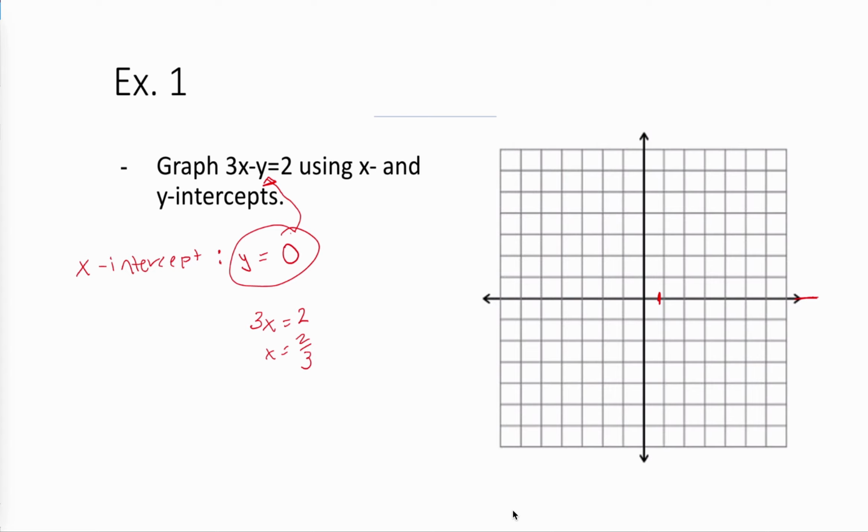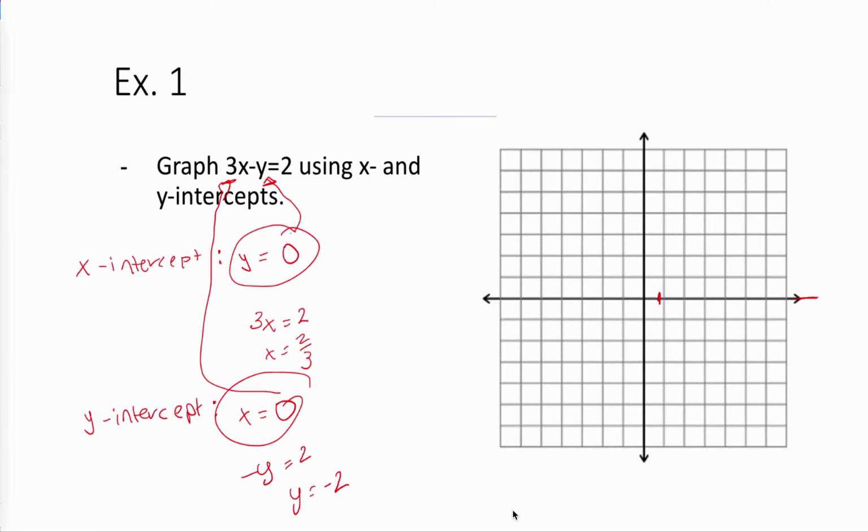And then the y-intercept is going to be where x equals 0. So plug that into the equation. And so we would get negative y equals 2, which means that the y-intercept equals negative 2. And so we would plot a point at negative 2.